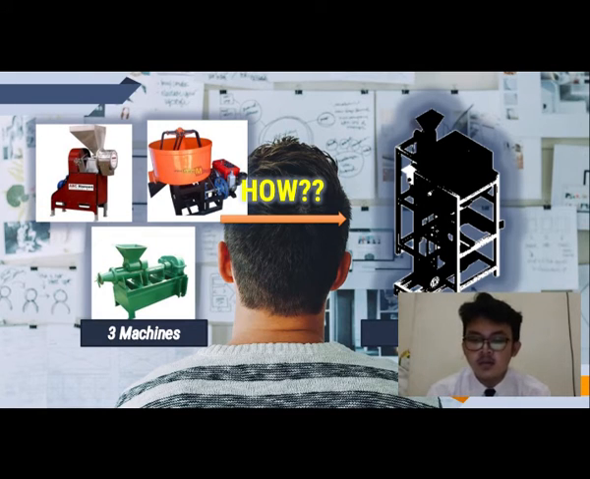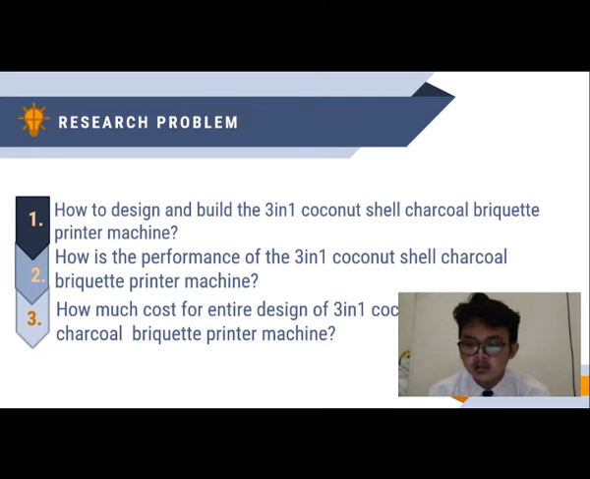Next, I would like to explain the research background. The background of this machine starts from Indonesia being an agricultural country. The majority of the Indonesian population works as farmers and breeders. One of the agricultural commodities is coconut. Coconut shell is one of the raw materials for making briquettes. In general, the briquette production process is carried out with 3 different machines: a crusher, a mixer, and a printing machine.